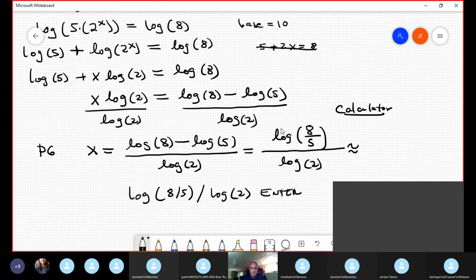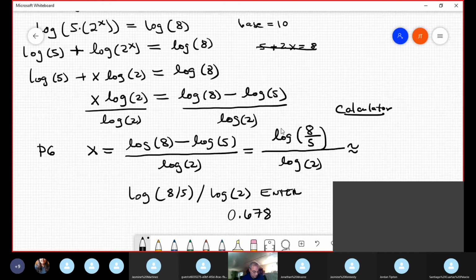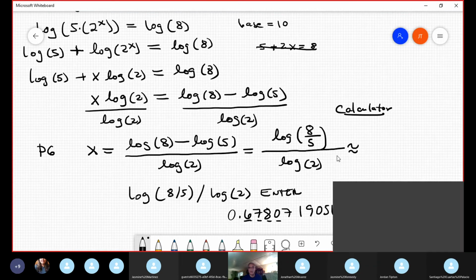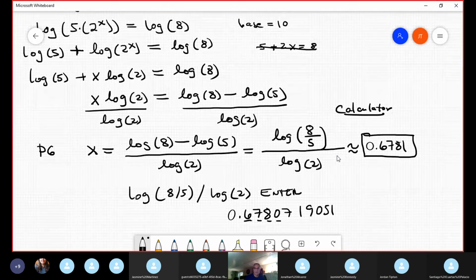The answer is 0.678019051. This is my calculator. Depending on the approximation of your calculator, truncate the number. Okay, suppose I want to round to 4 decimal places. 1, 2, 3, 4, the next digit is 7. So increasing 0 makes it 1. The answer I want is 0.6781. End of the story.